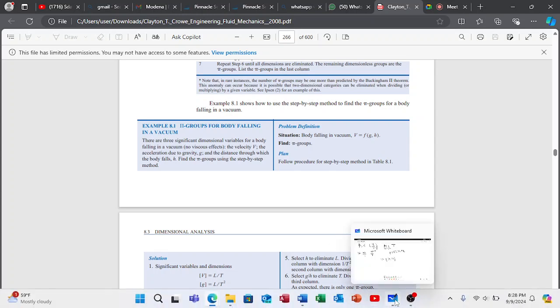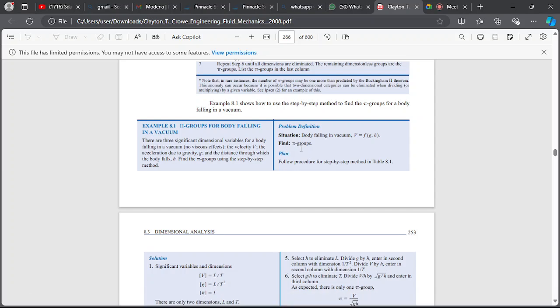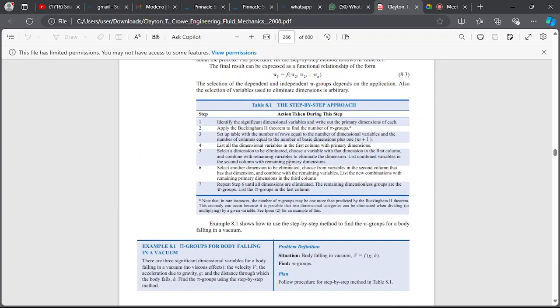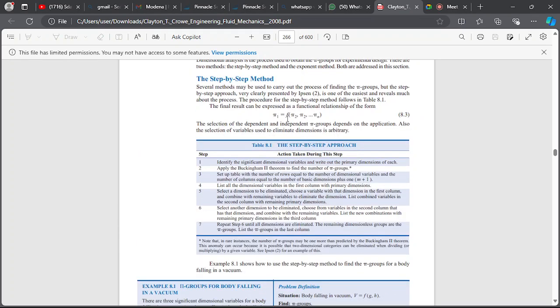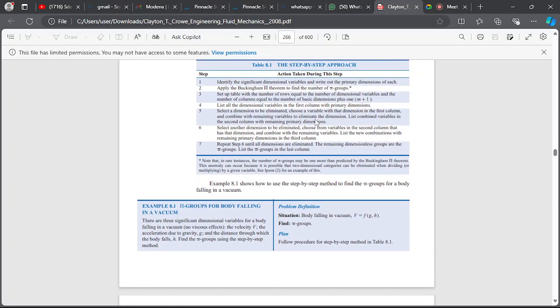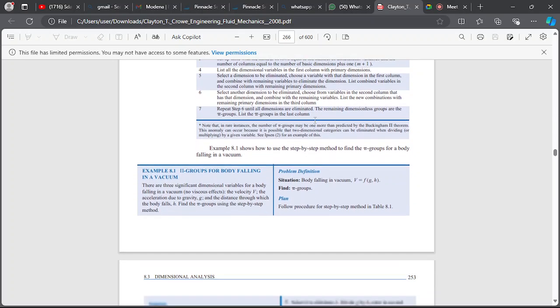Okay. Now, what's happening now? They said find the pi groups. We simply want to check using the Buckingham pi theorem. This is how it is. They say pi 1 is equal to a function of this. So you're going to find out how many pi's you have.